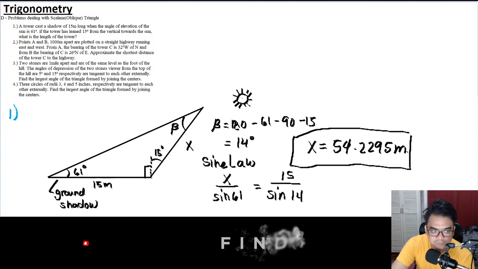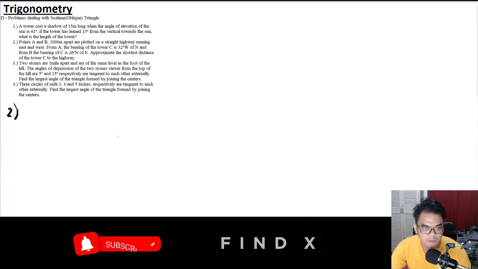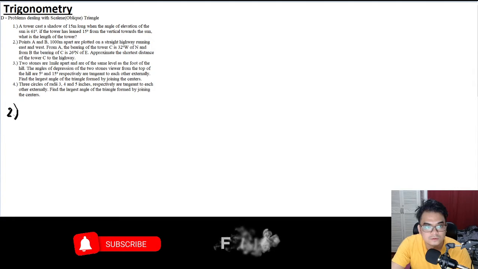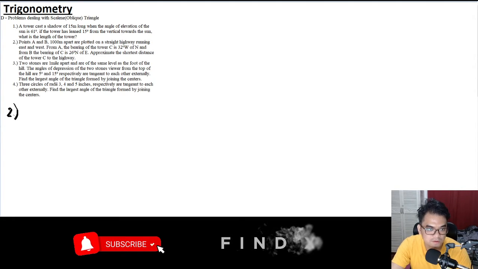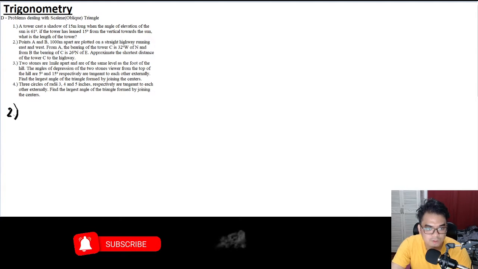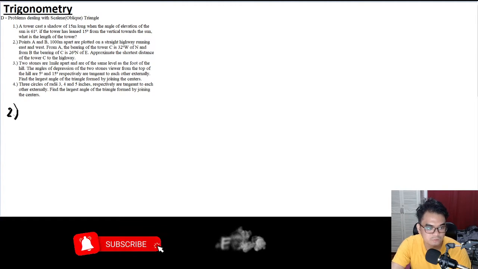So let's get to the next problem. We got our second problem. Points A and B, 1,000 meters apart, are plotted on a straight highway running east and west. From A, the bearing of the tower C is 32 degrees west of north, and from B, the bearing of C is 26 degrees north of east. Approximate the shortest distance of the tower C to the highway.